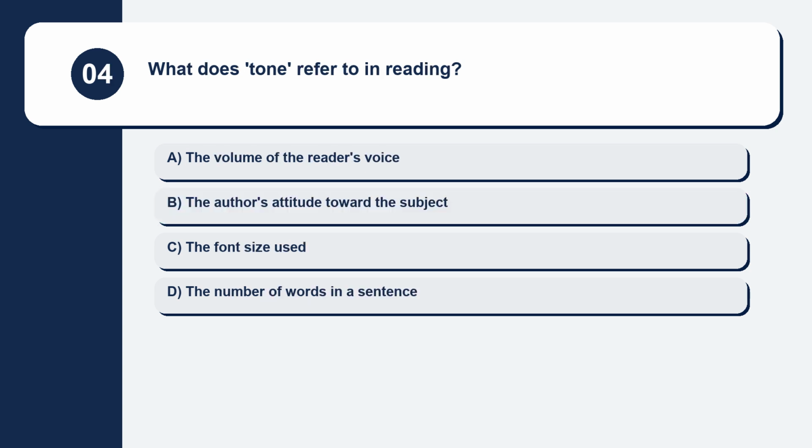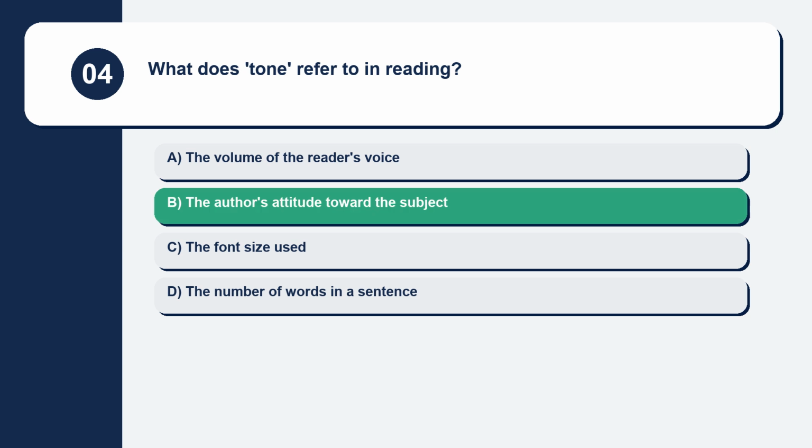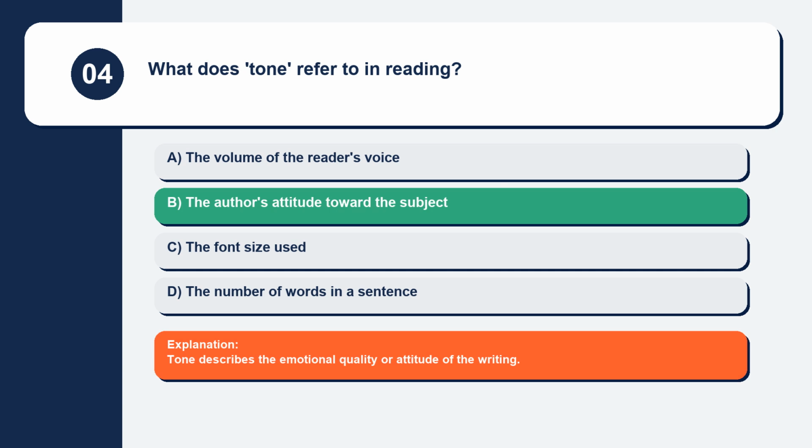Question 4. What does tone refer to in reading? The volume of the reader's voice. The author's attitude toward the subject. The font size used. The number of words in a sentence. Tone describes the emotional quality or attitude of the writing.